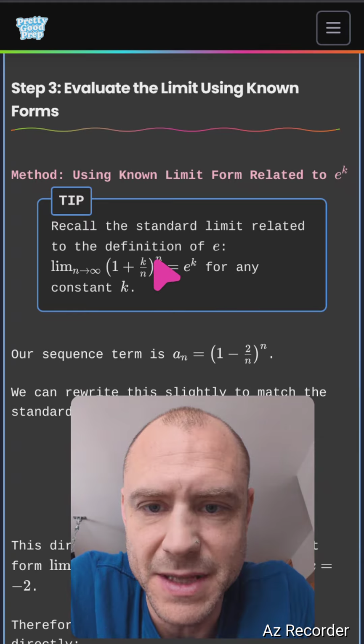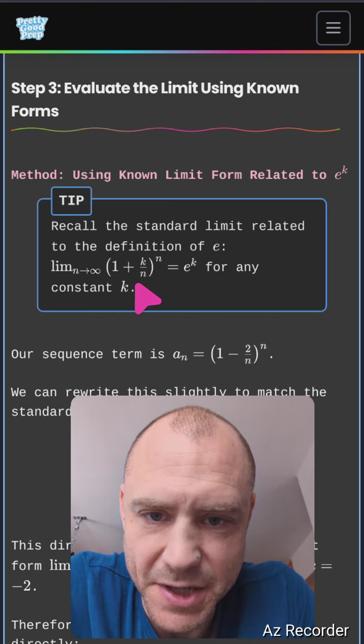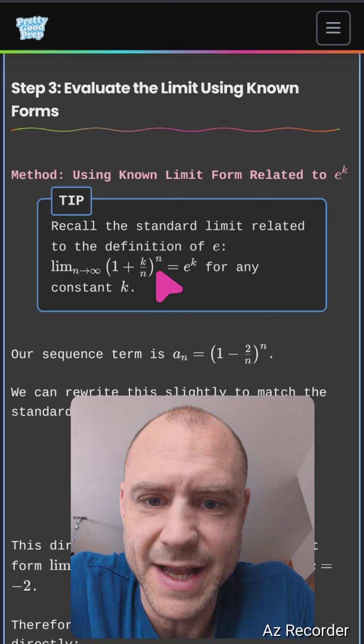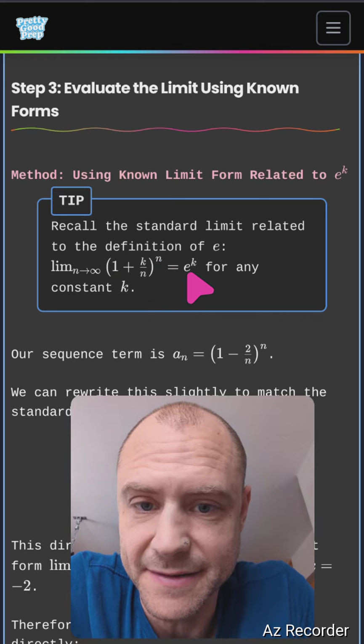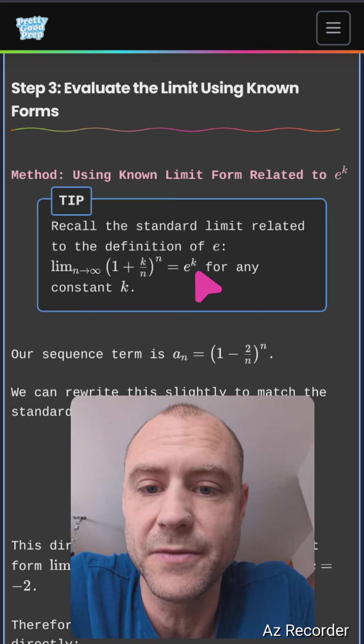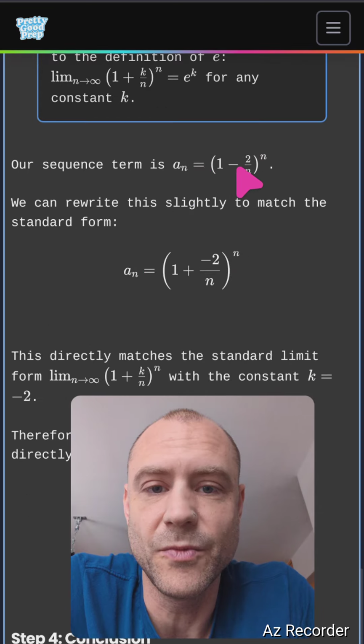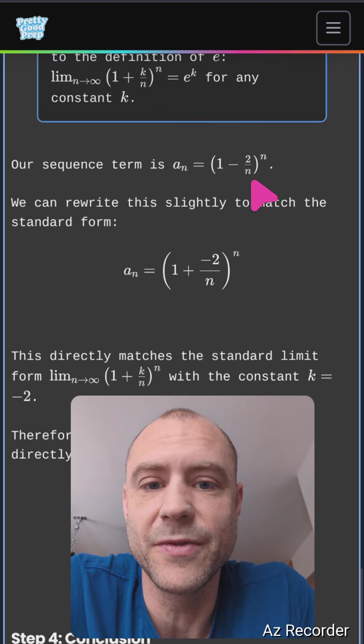So this is the limit that you have to know. You have to know the limit as n goes to infinity of (1 + k/n)^n is the definition of e^k. So if k was a 4, this would be e to the exponent 4. That's the definition. So in the case that we have (1 - 2/n)^n.